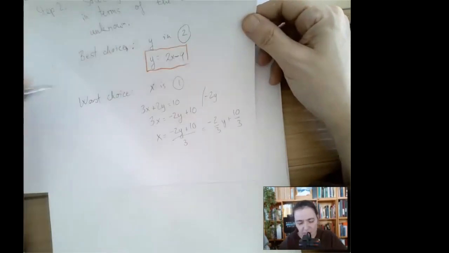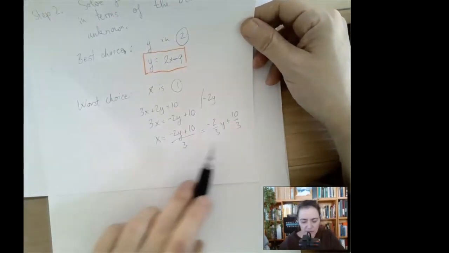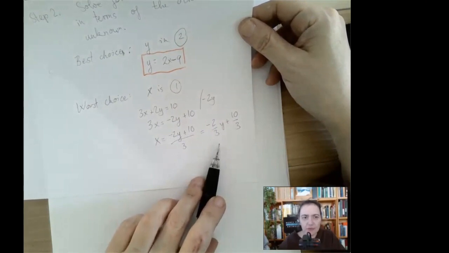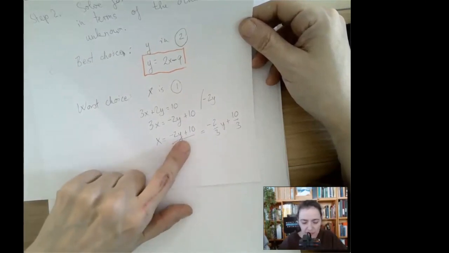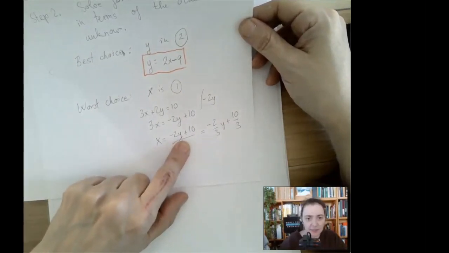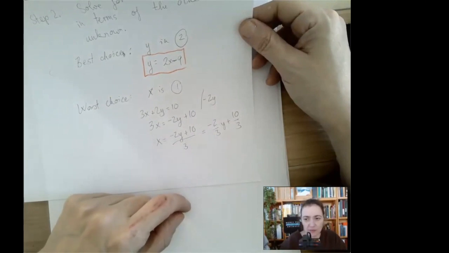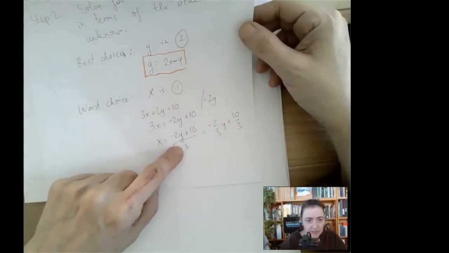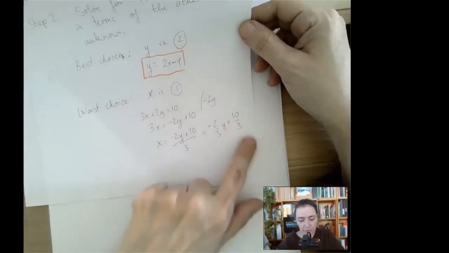Is there anyone who needs to see why we can make this step? Basically, to divide is to multiply by the reciprocal. So you have to multiply minus 2y plus 10 by 1/3, and now the distributive law. So we distribute divisions as well. Instead of divide by 3, multiply by 1/3, and then they both get it.